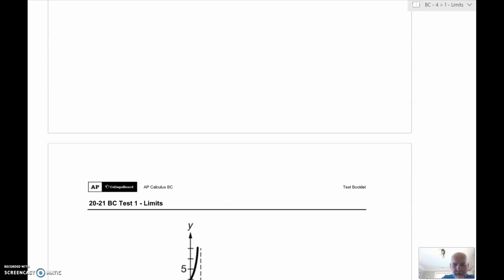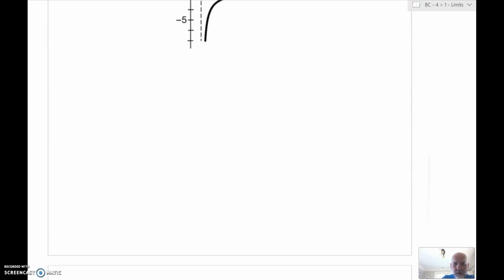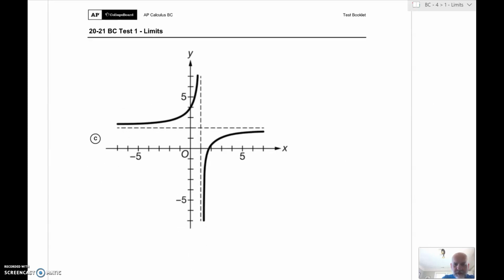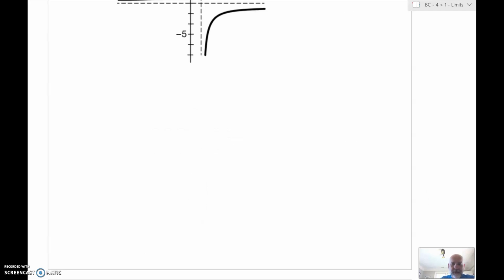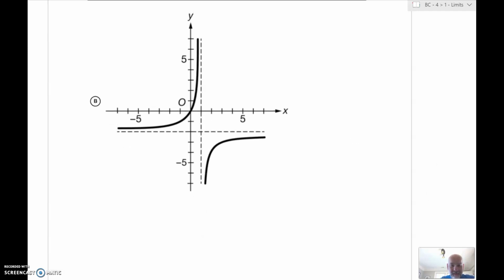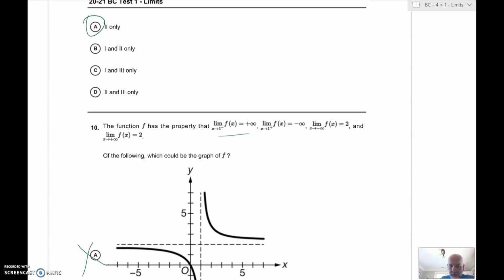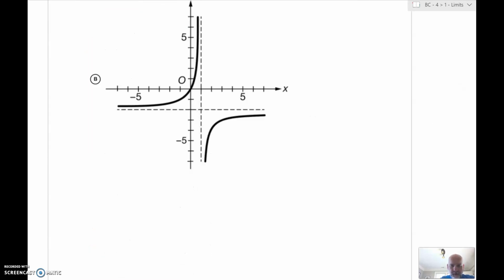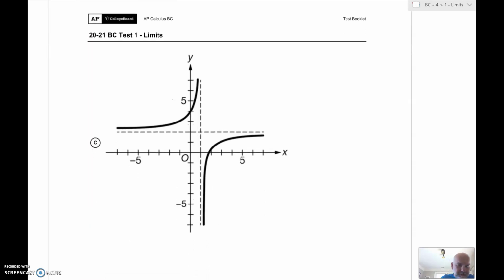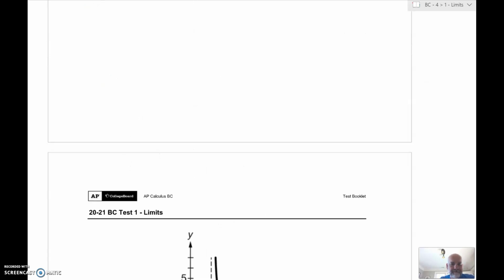What's the limit? I'm just looking at the difference between these two. One is getting closer and closer to 2 as x goes to infinity, and the other one is getting closer and closer to negative 2 as x goes to infinity. Which one's right? It needs to have a limit of 2. It's this one. Next one.